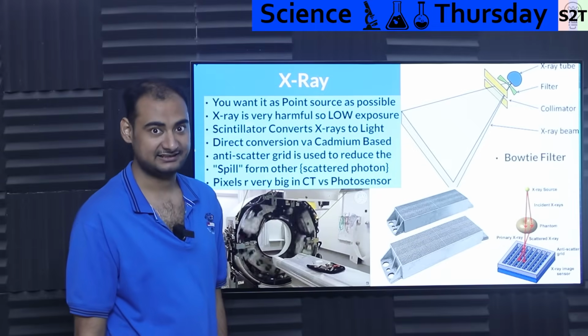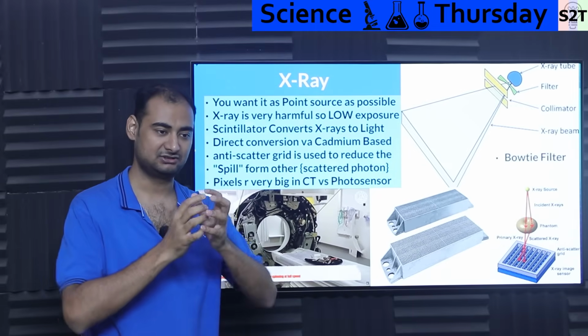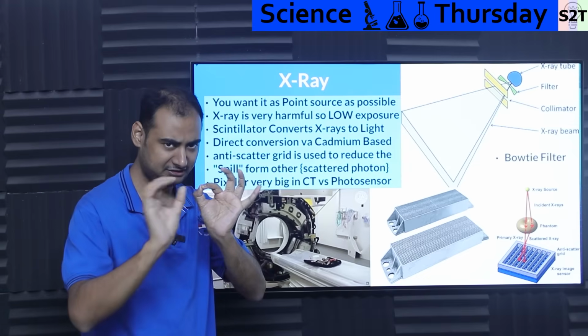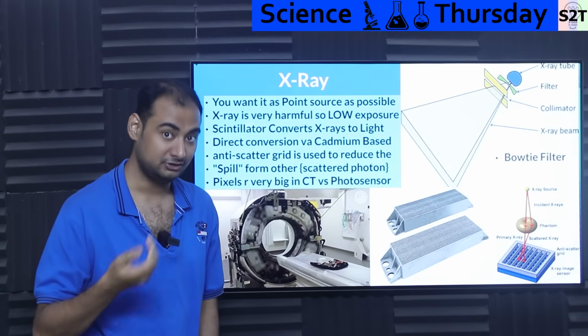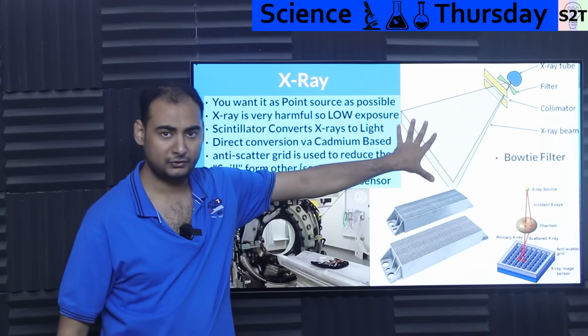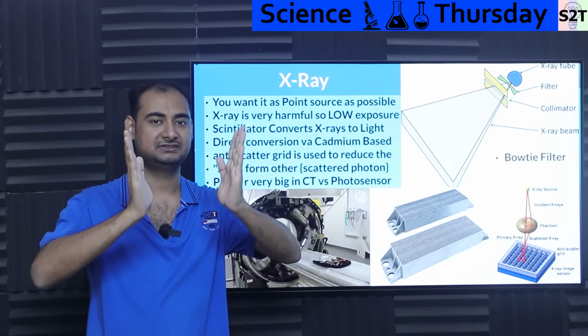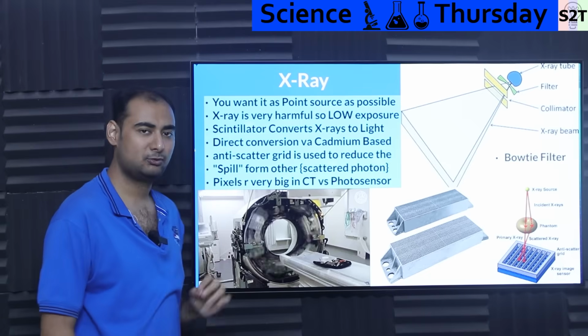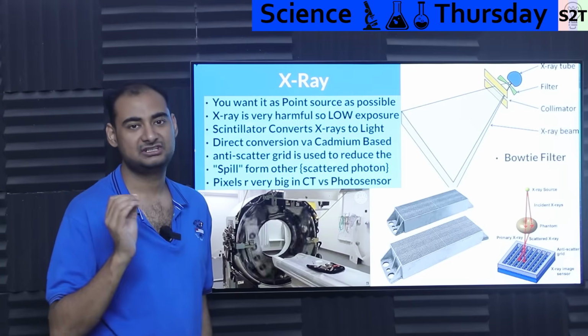So let's understand the X-ray part of it. For X-ray, you want a point source. You do not want a broad light source. Basically, you want a bright laser that is expanded, so all the beams are a very known quantity. Basically, this cone should be a known quantity. The cone should have a starting point. It should not be like this. So a point source, as pointy as possible. And again, X-ray is very harmful, so you want to make sure the exposure is as low as possible.